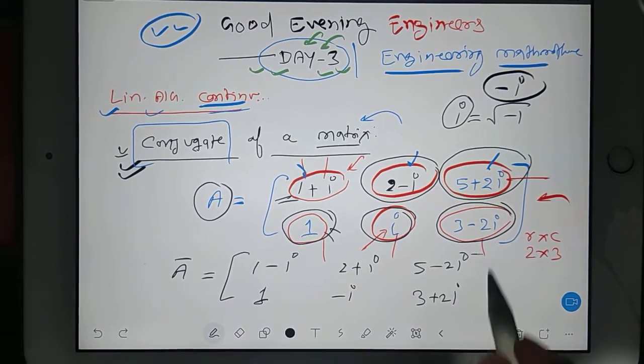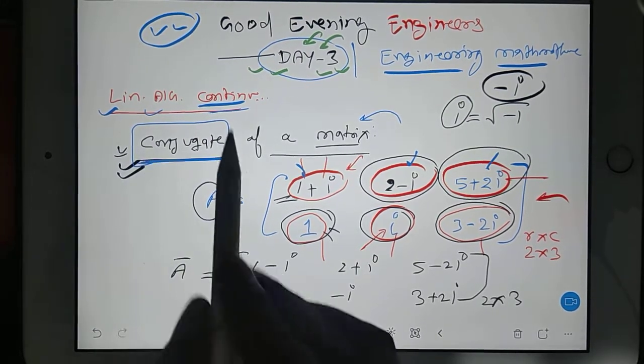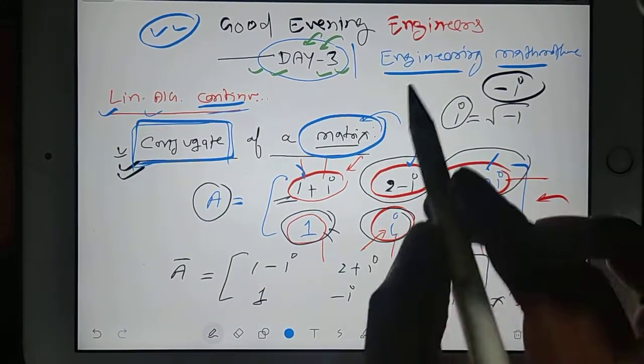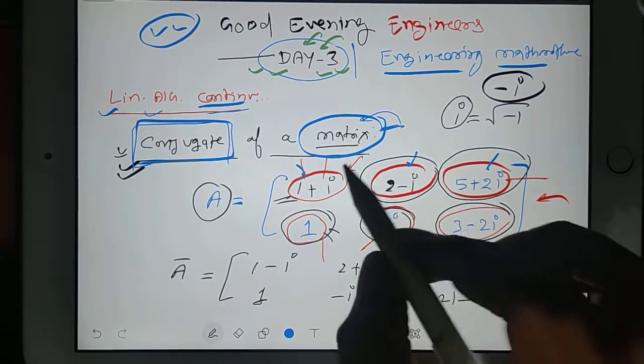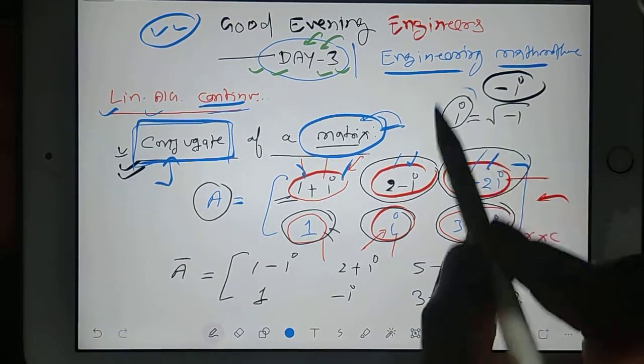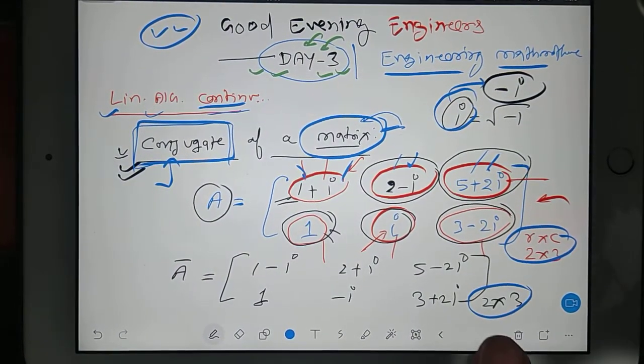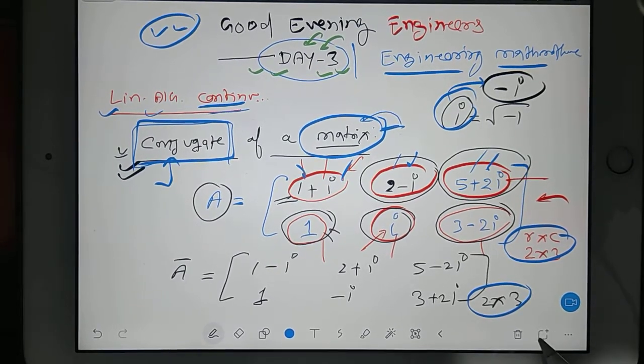Now matrix close. Again this is still a 2 cross 3 matrix. It means that when you find the conjugate of any matrix, one thing is sure: that matrix contains complex numbers. And when you find the conjugate, you only replace i with minus i. We don't change the order of the matrix. Okay, I hope it's clear. I am changing the page.